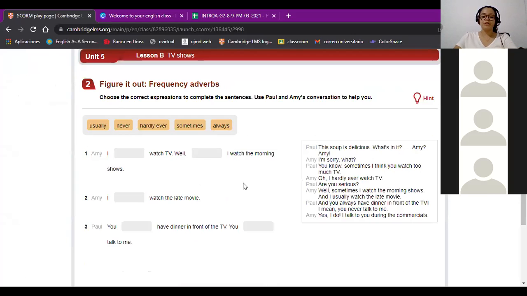Are you there? ¿Están ahí? Yes, teacher. Okay. So it says, choose the correct expressions to complete the sentences. Use Paul and Amy's conversation to help you. So same thing. Tenemos una conversación. La vamos a usar para completar las oraciones. Okay? So let's do it. Por favor, hagámoslo.